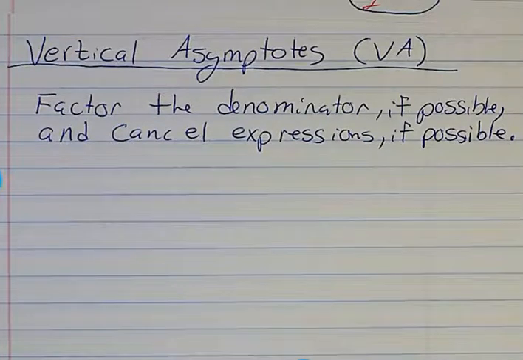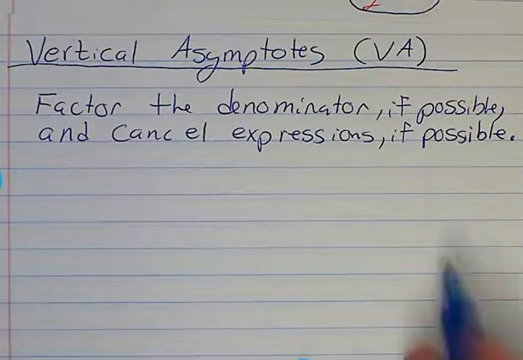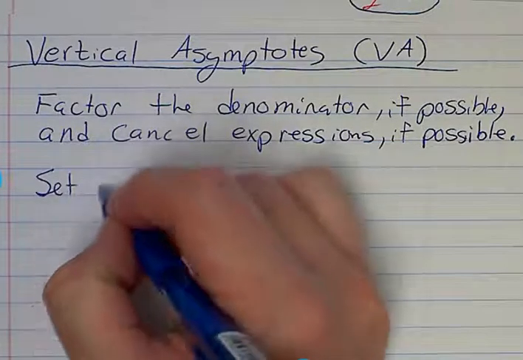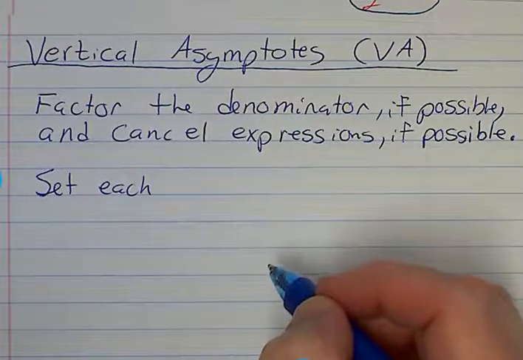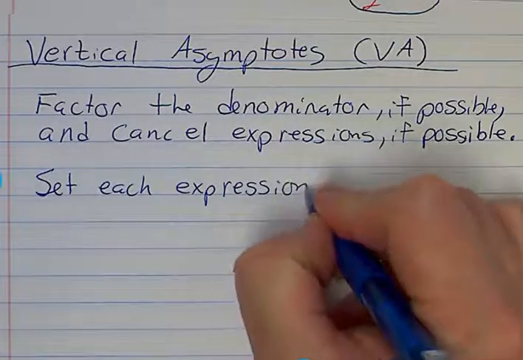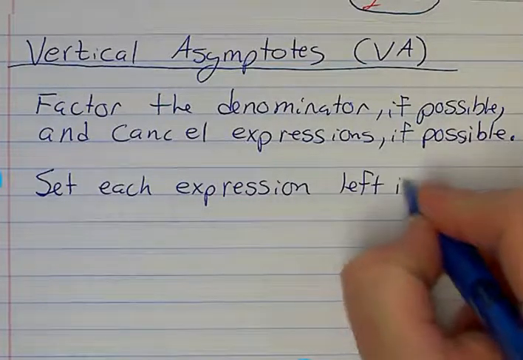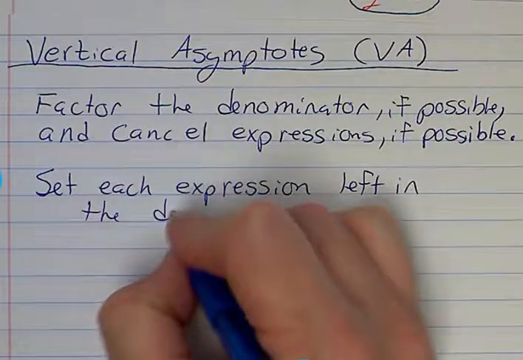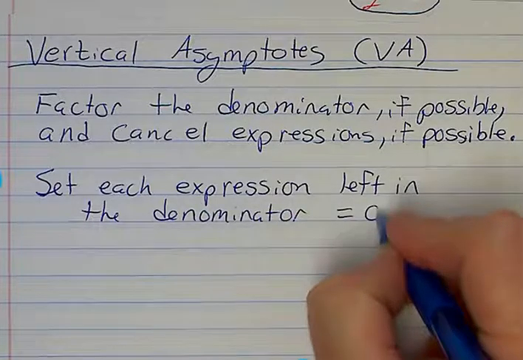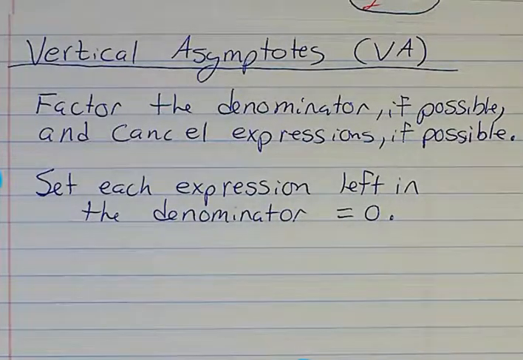So vertical asymptotes, you factor everything out as much as you can, and then just see if there's anything you can cancel out of it. Once you've factored and canceled, if it's possible, you set each expression in the denominator equal to 0. And that's it. That's all you have to do.